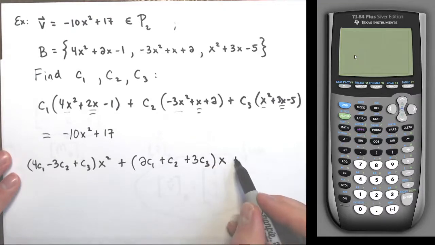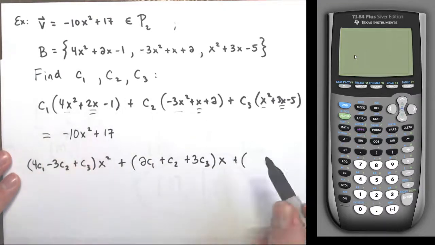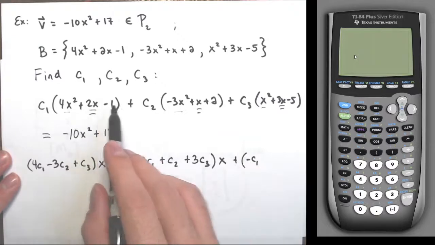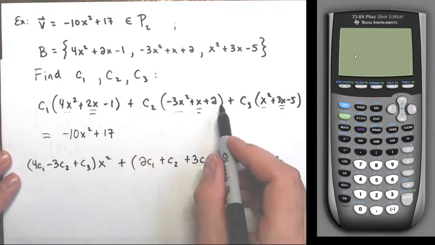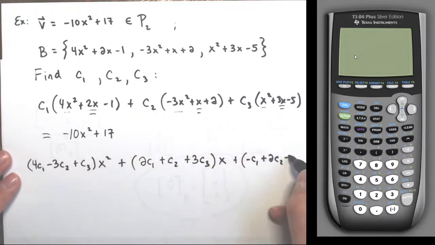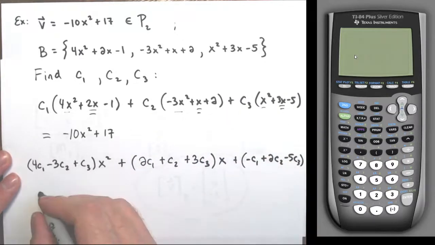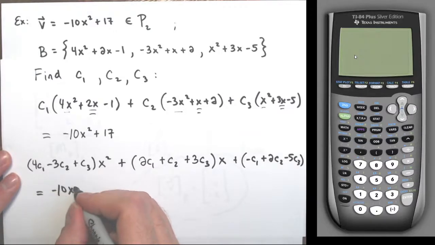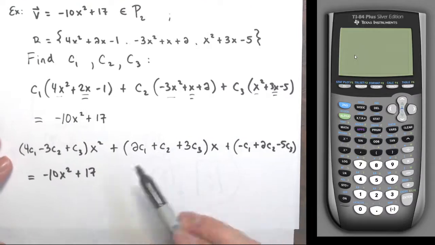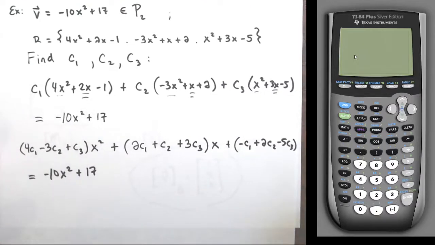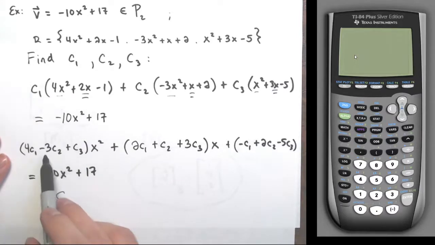Then you look at the constants. You have minus c1 for the constant there, plus 2c2 for the constant here, and then minus 5c3 for the constant there. And I want this to be equal to negative 10x squared plus 17. Now remember, polynomials are only equal to each other if they have the same coefficients. So we get this system where the coefficient of x squared on the left has to be the same as the coefficient of x squared on the right if these are to be equal.